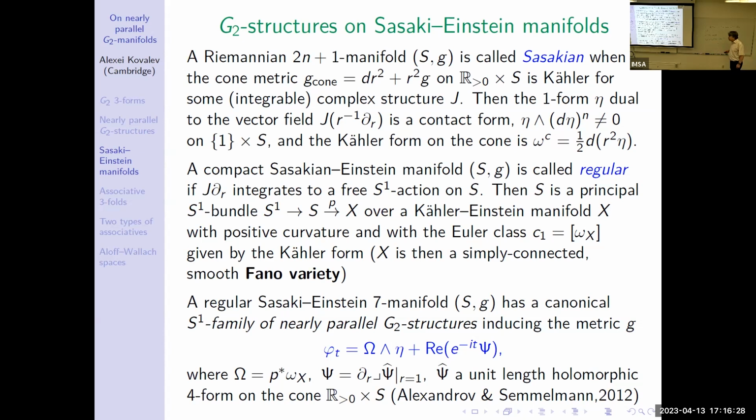Excuse me, may I ask you one question? Yeah. In this case, you have a fibration of S over this Fano manifold. And by multiplying by R, you obtain another Kähler manifold. So what is the relation between this Kähler manifold you obtain by S cross R plus and this S? Can I, for example, compactify this R plus times S to a positive manifold?